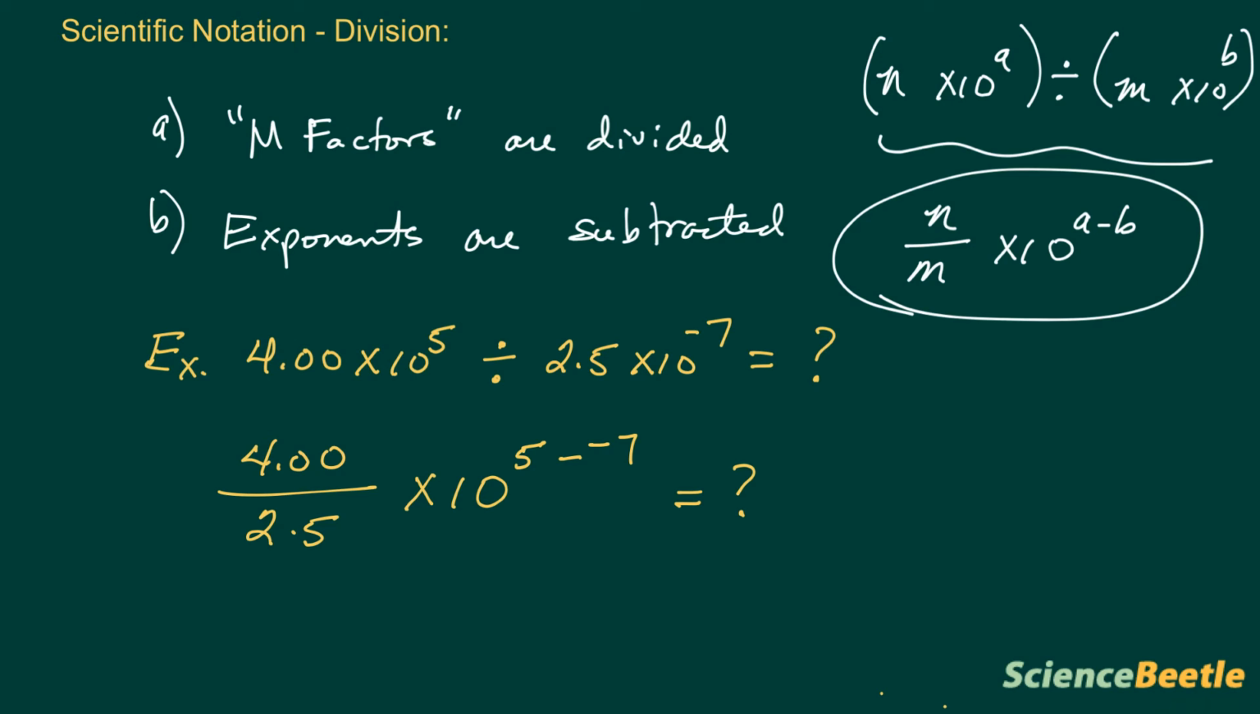Now, mathematically, whenever you're subtracting a negative number, keep in mind that it actually becomes positive, because negative 1 times negative 7 gives you positive 7. So this becomes 5 plus 7, and if we simplify that further, that's 12. Then we take that 4.0 and divide it by 2.5, which gives us 1.6 times 10 to the 12.